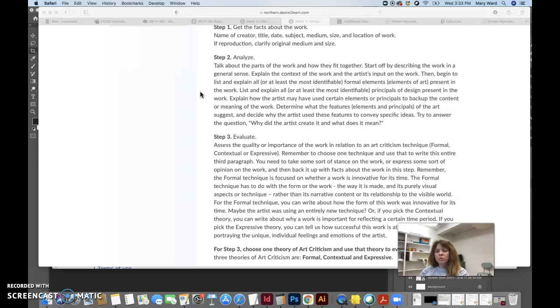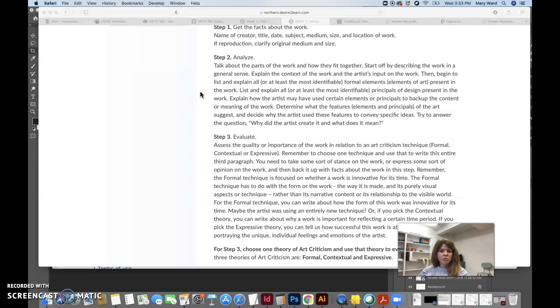Then begin to list and explain all, or at least the most identifiable, formal elements. The formal elements are the elements of art that are present in the work. So identify those. If there's more than one, talk about five. That's going to be way more interesting than if you just talk about one. List and explain all, or at least some of the most identifiable, principles present in the work. So, principles of design.